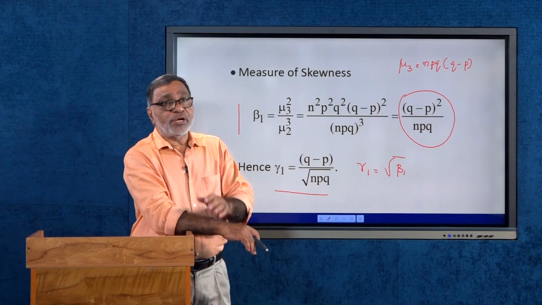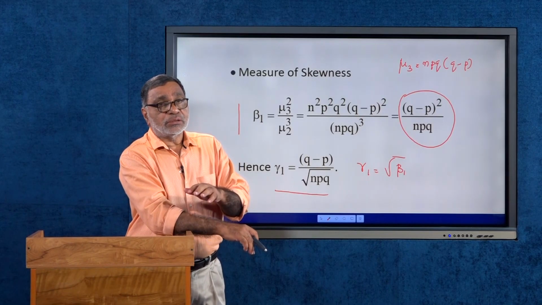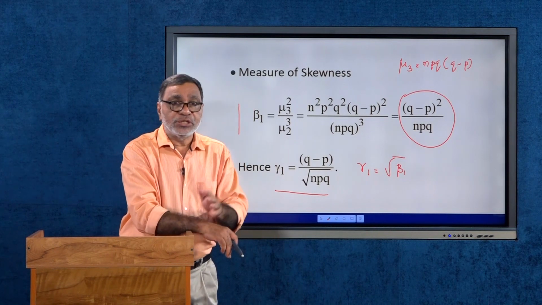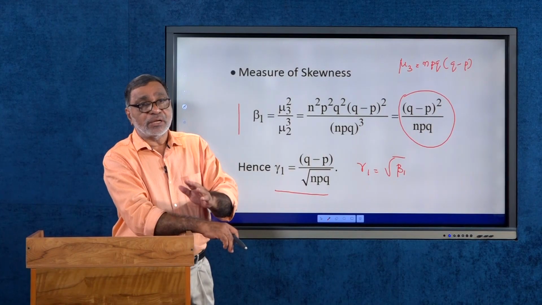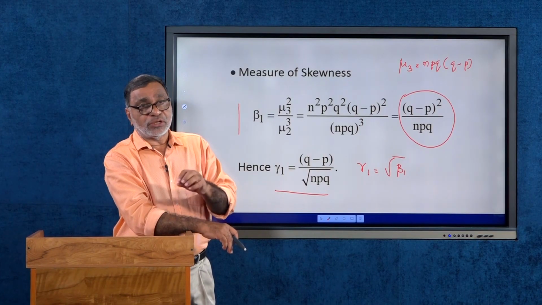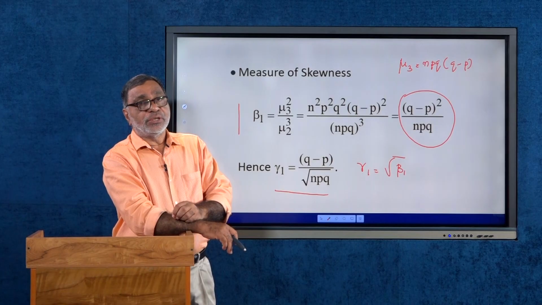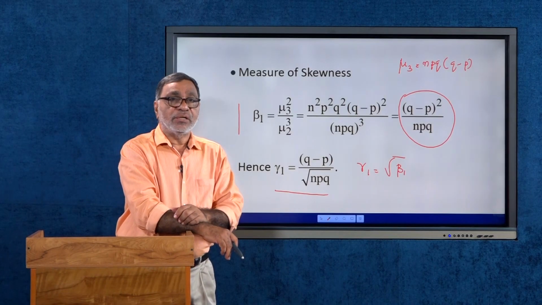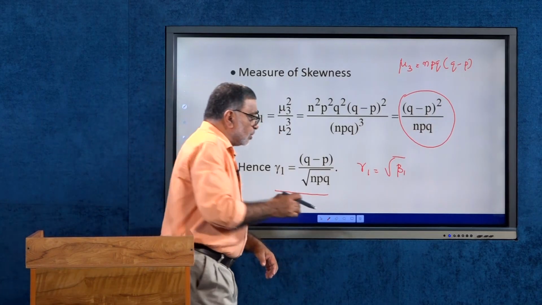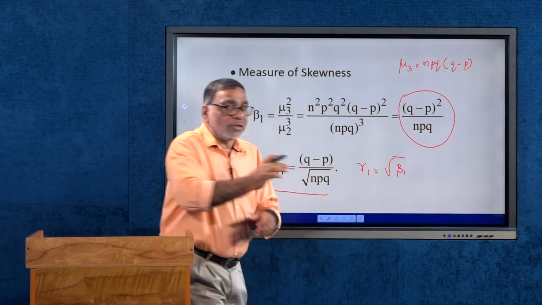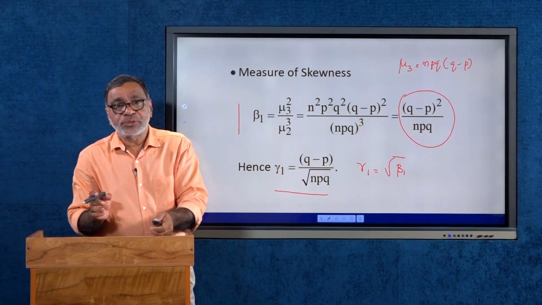So, in the case of binomial distribution, the distribution can be classified as positively skewed according to the values of p and q, negatively skewed according to the values of p and q, and symmetrical according to the value of p and q.